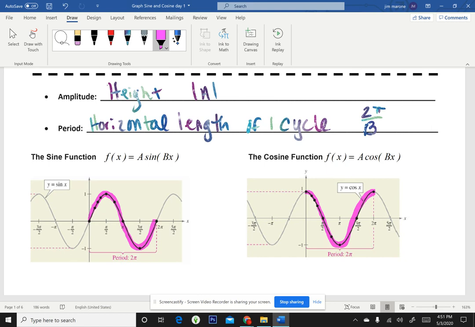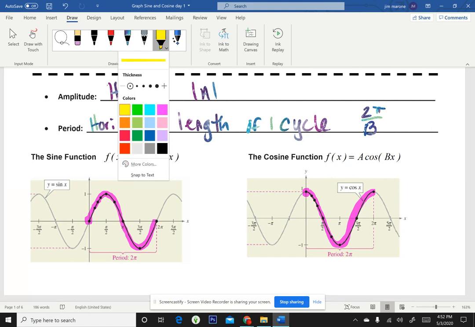When you get to pre-calc, there are going to be horizontal shifts and phase shifts and all these different things that we graph. But for Algebra 2, as an introduction, the sine graph is going to start at (0, 0) and go up, and the cosine graph is going to start at (0, 1) and come down. That's going to be one cycle or one period.